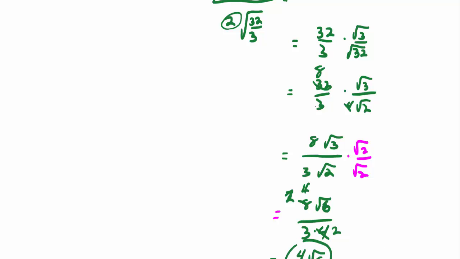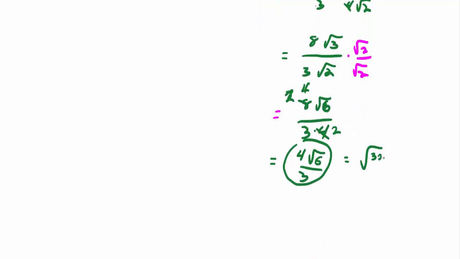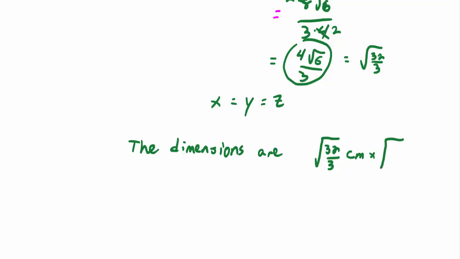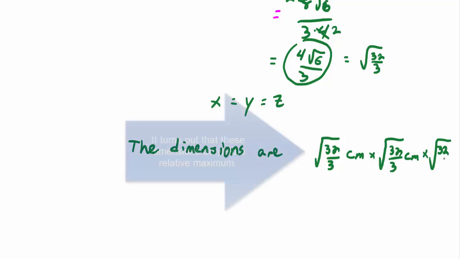Now, that is the same as root 32 thirds. So you do get x, I'll let you verify, that's easy enough to verify that. I'll let you do that. And so you do get x equals y equals z. So the original problem said find the dimensions. The dimensions are root 32 thirds, and what are we in? Centimeters by root 32 thirds by root 32 thirds. It's a cube.